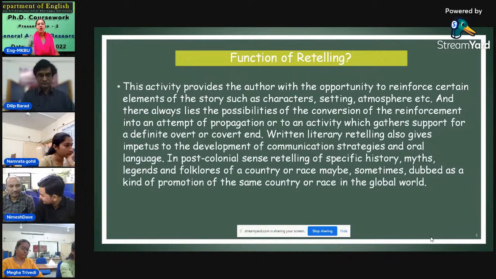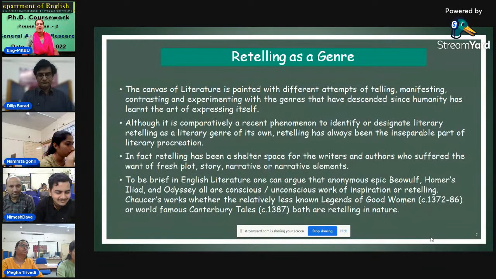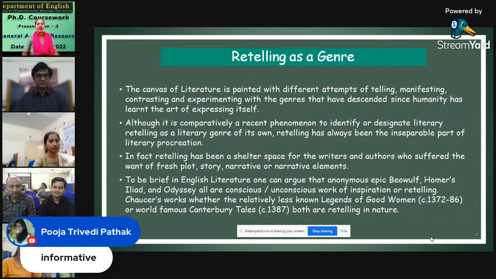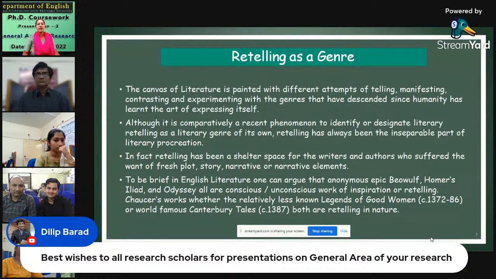Literary retelling as a genre. Here we can get the meaning of retelling as a part of genre. The canvas of literature is painted with different attempts of telling, manifesting, contrasting and experimenting with the genres that have descended since humanity has learned the art of expressing itself. Although it is comparatively a recent phenomenon to identify or designate literary retelling as a literary genre of its own, retelling has always been an inseparable part of literary procreation.